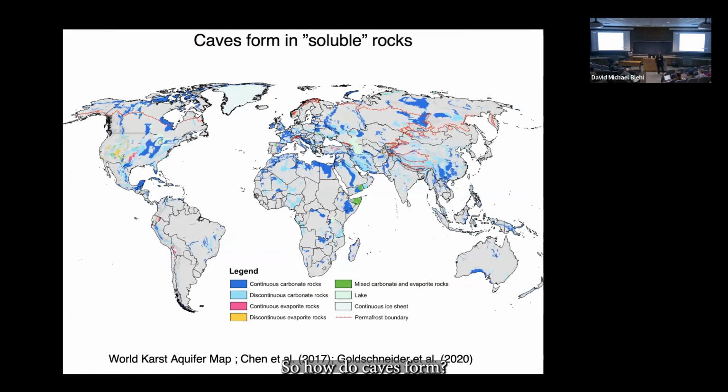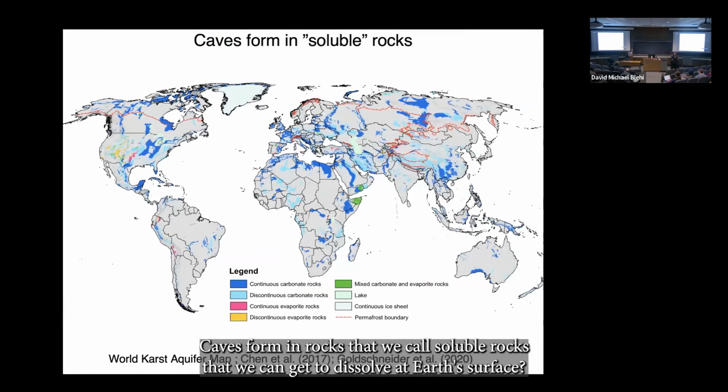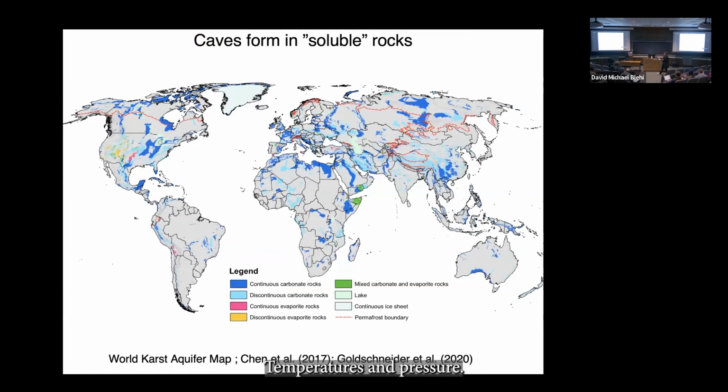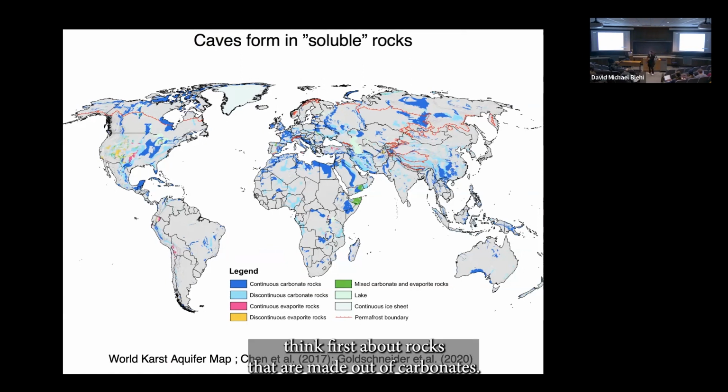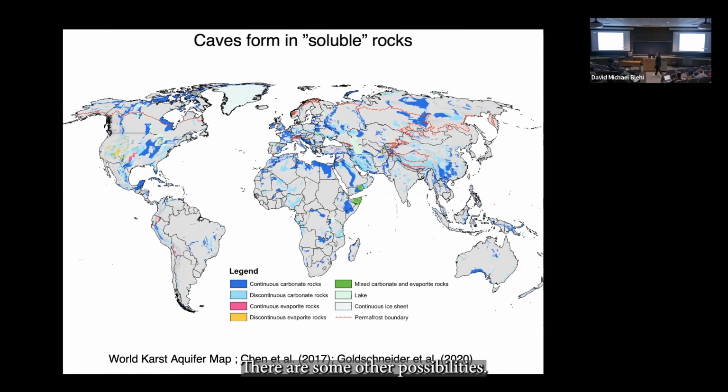So how do caves form? Where do they form? Why do they form? Caves form in rocks that we call soluble, rocks that we can get to dissolve at Earth's surface temperatures and pressures. And lots of people think first about rocks that are made out of carbonates. There are some other possibilities, but the main story here is that caves form in carbonate rocks.